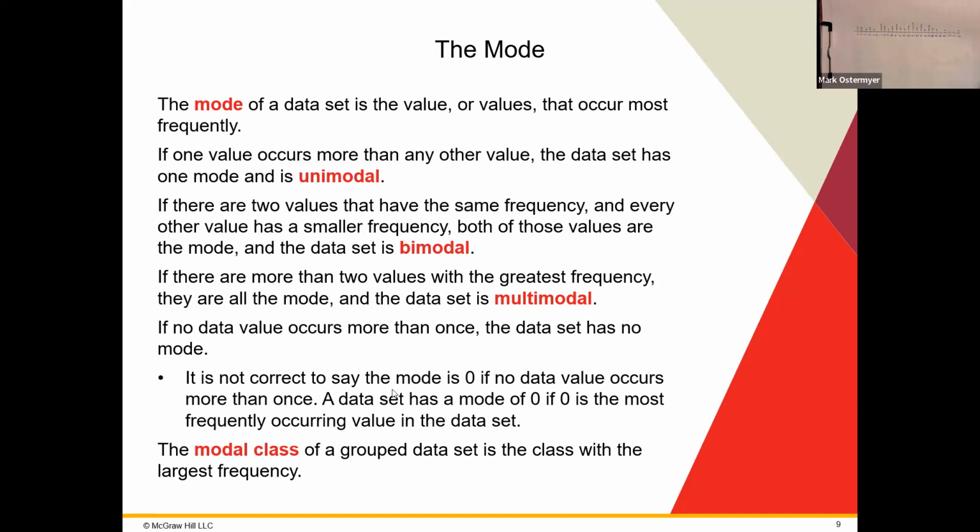Now, it is not correct to say that the mode is 0 if no data values occur more than once. In that case, we would say one of two things. Like if I had a data set that had observations of 1, 2, 3, 4, and 5 in it, you can see that every data point occurs with equal frequency of one time.